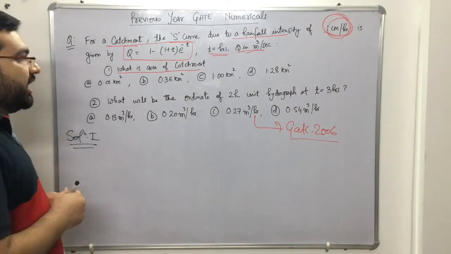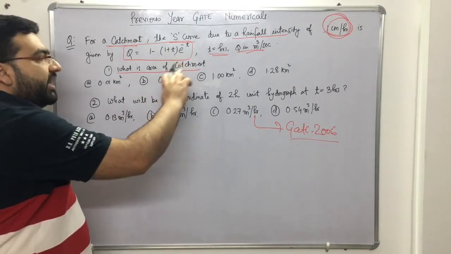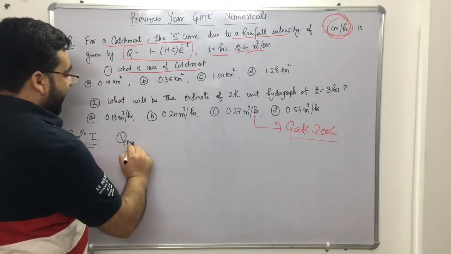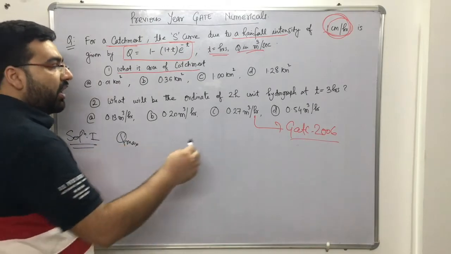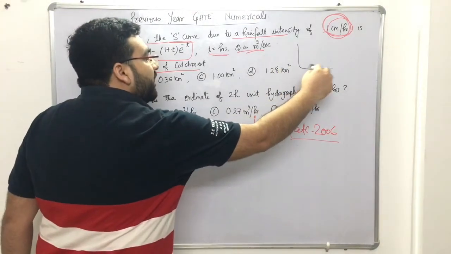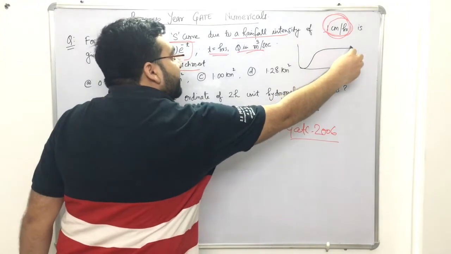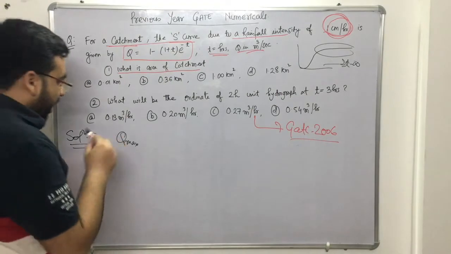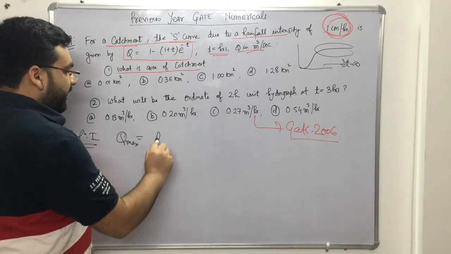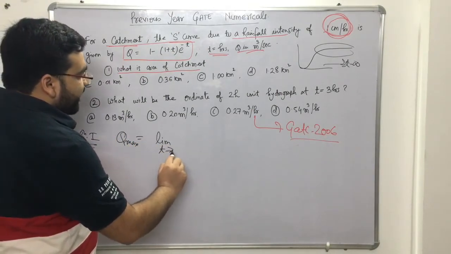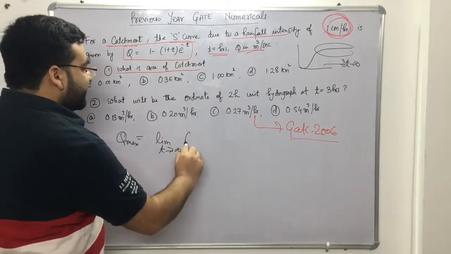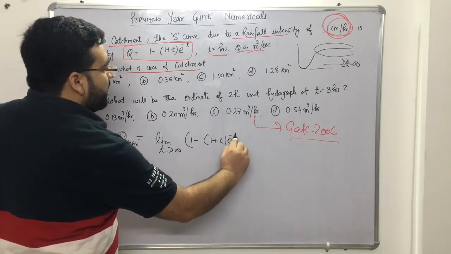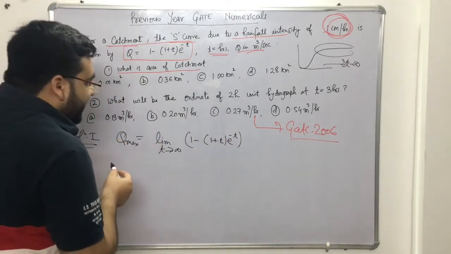The third method is, if you want to determine Q max, just put limit T tending to infinity. Because in an S curve graph, if you put limit T tending to infinity, you get the Q max. Now Q max will be equal to limit T tending to infinity of this Q. What is Q? 1 minus (1 plus T) e raised to the power minus T, right?